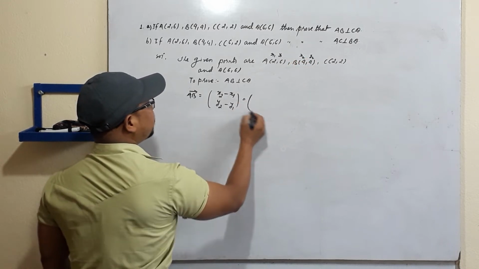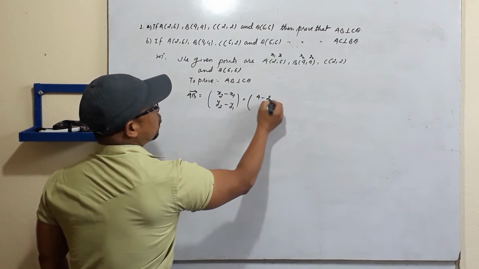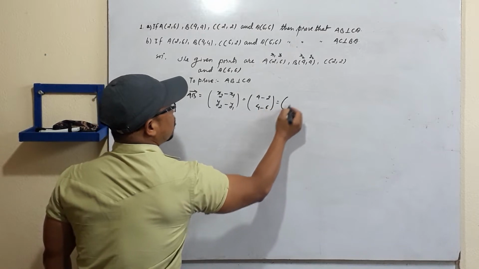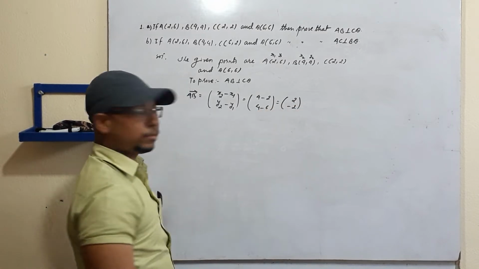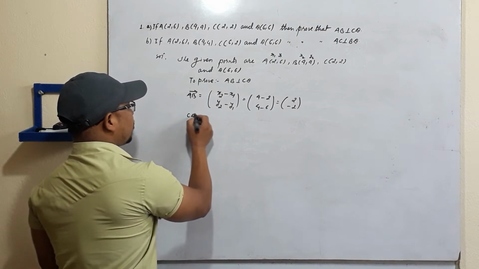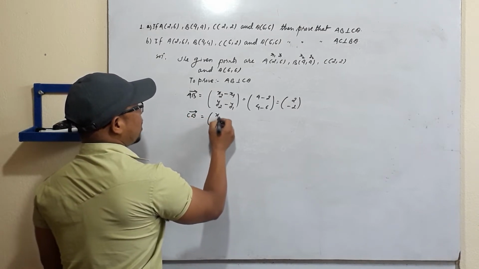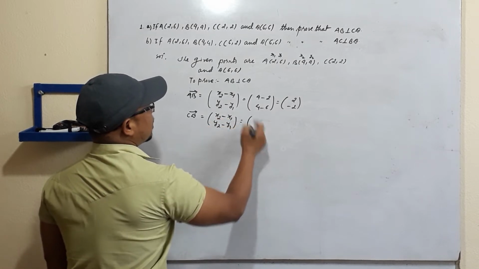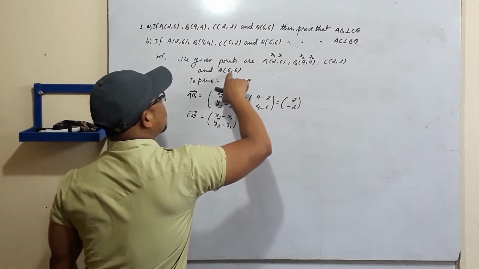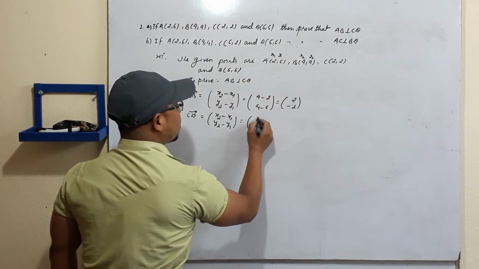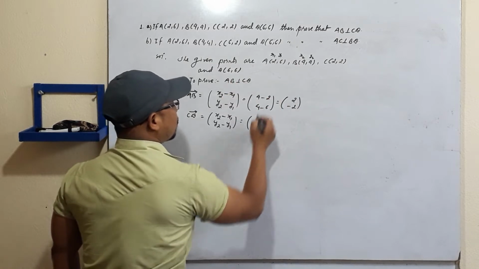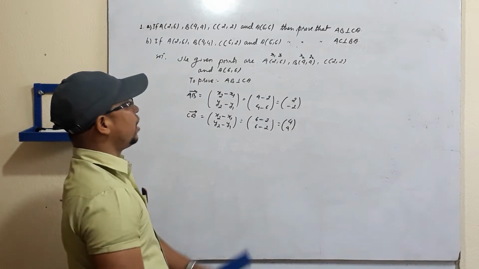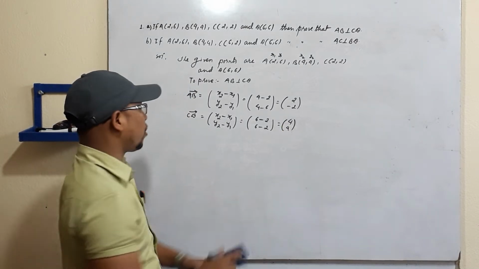So let's put the values here. This is 4 minus 2, 4 minus 6. This gives you (2, -2). Now similarly let's find the CD vector. The formula is the same: x2 minus x1, y2 minus y1, where C is x1, y1 and D is x2, y2. So 6 minus 2, 6 minus 2. This gives (4, 4). Now perpendicular showing means finding their dot product.